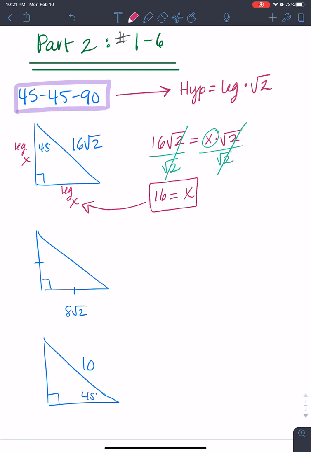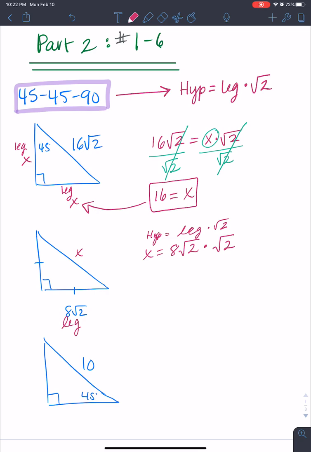Okay. The next one, same formula. Hypotenuse equals leg times square root of 2. But in this case, it's going to ask you for the hypotenuse. So that's my x. So you're going to say x equals the leg, which is, in this case, 8 square root of 2, and then times the square root of 2. Again, just plugging it into the formula. Hypotenuse equals leg times the square root of 2. So all I've done is plug in my leg, which is right here.